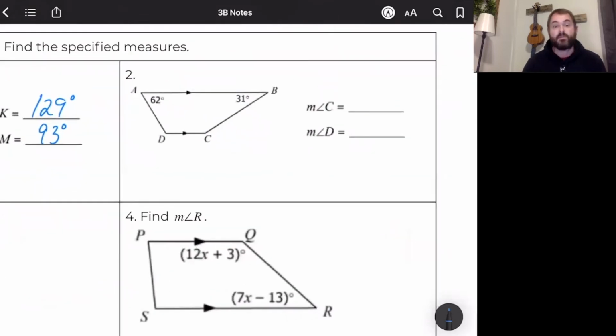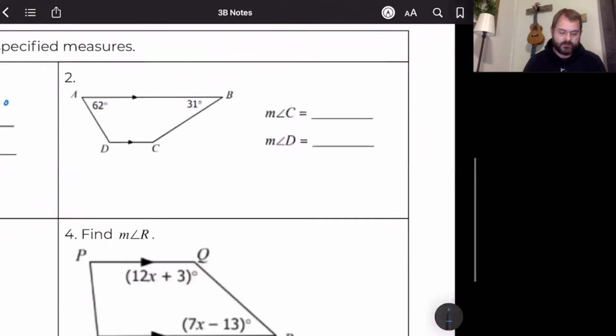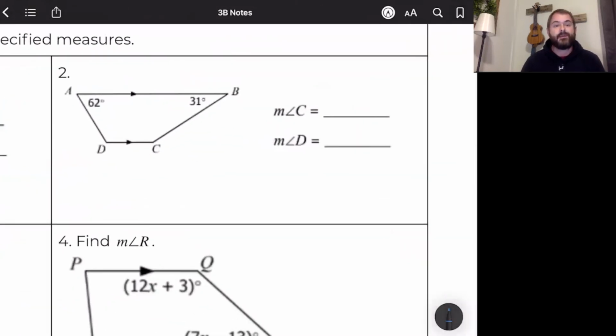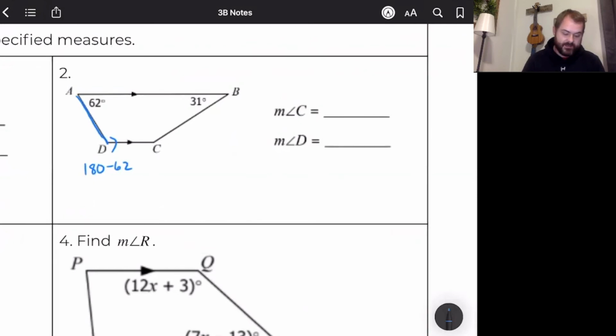Okay, so on number two, we've got another trapezoid. Angle A and angle D share this leg, so they're supplementary. So I'm going to do 180 minus 62 to get the measure of angle D, and that is 118 degrees. And then angle B and angle C share a leg, and so they're supplementary. So the measure of angle C is 180 minus 31 degrees, which would be 149 degrees.